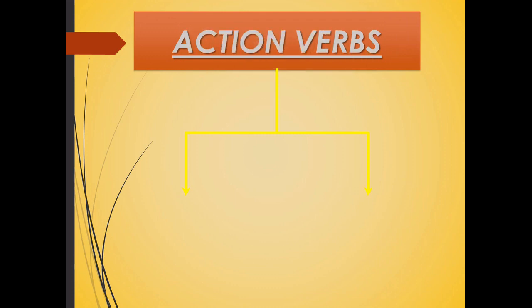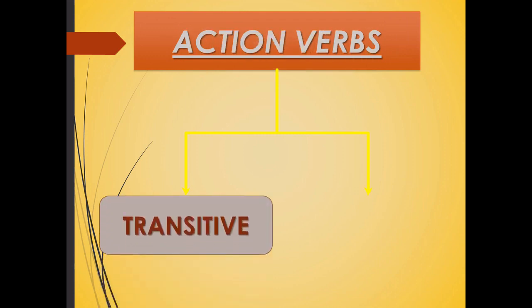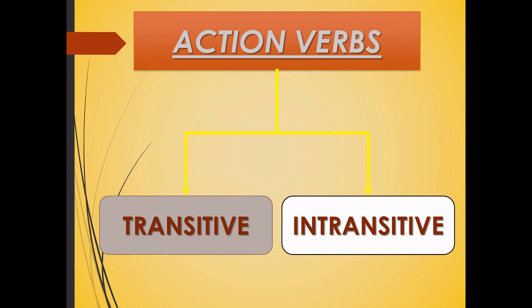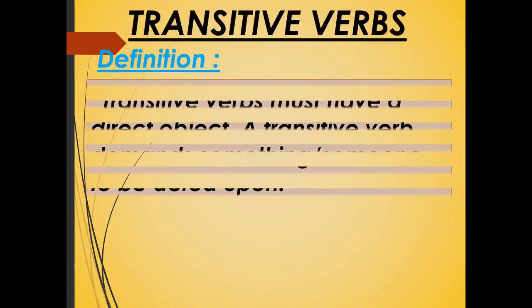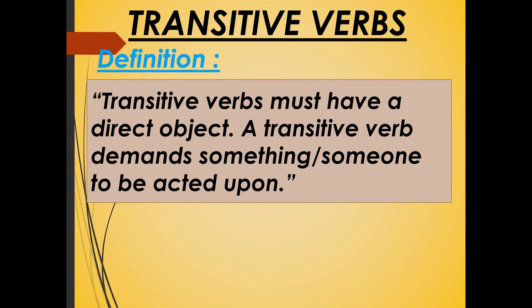There are two kinds of action verbs, transitive verb and intransitive verb. Transitive verbs. Let's see what is the meaning of transitive verb. Transitive verbs must have a direct object. A transitive verb demands something or someone to be acted upon.